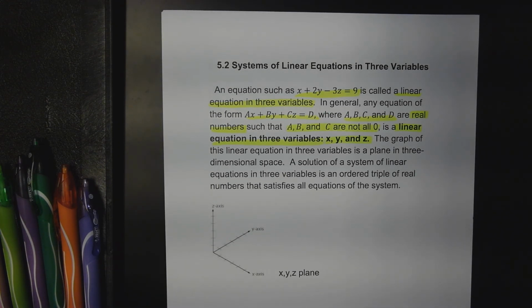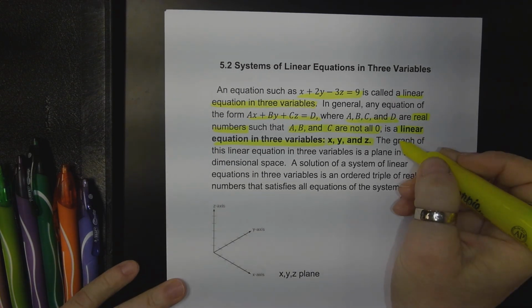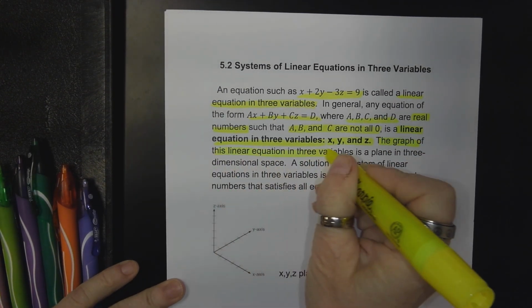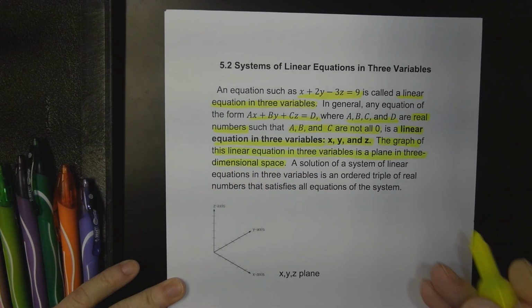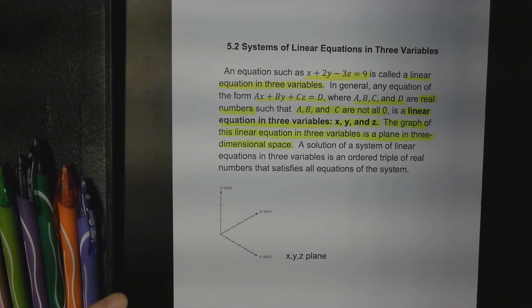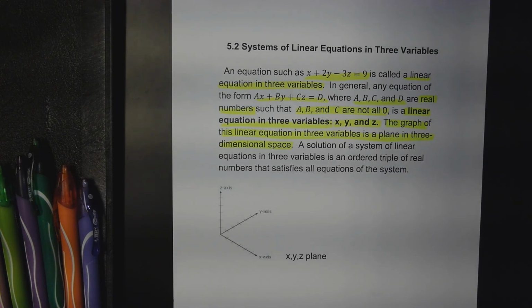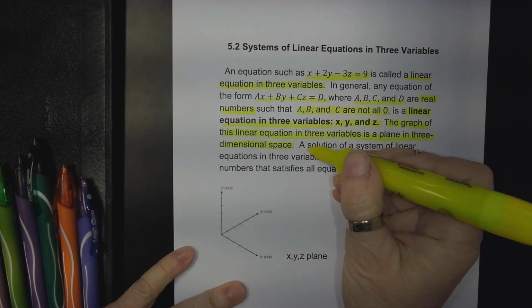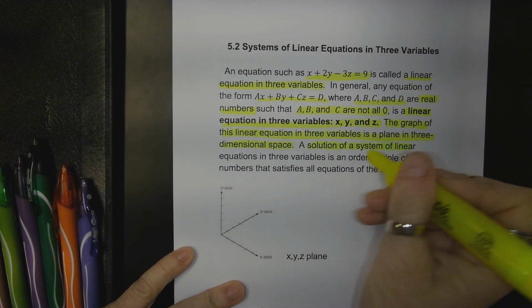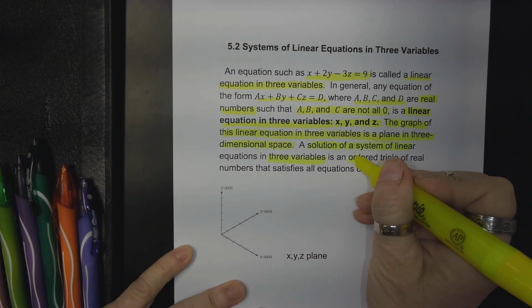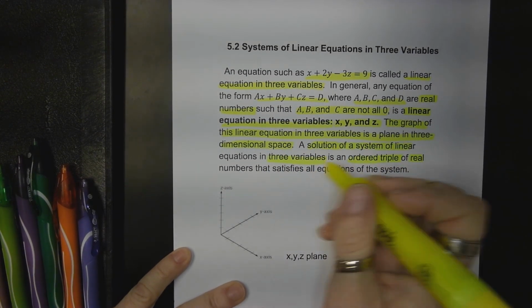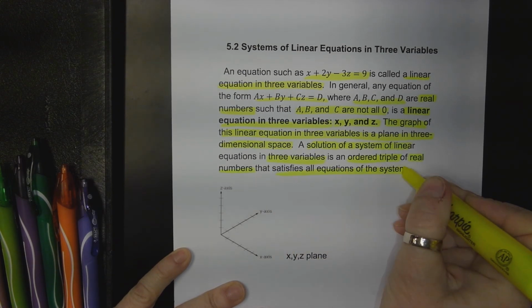The graph of this linear equation in 3 variables is a plane in 3-dimensional space. So we're no longer in 2-dimensional space. We're now stepped into the realm of 3-dimensional, okay? A solution of a system of linear equations in 3 variables is an ordered triple of real numbers that satisfies the equation of the system.